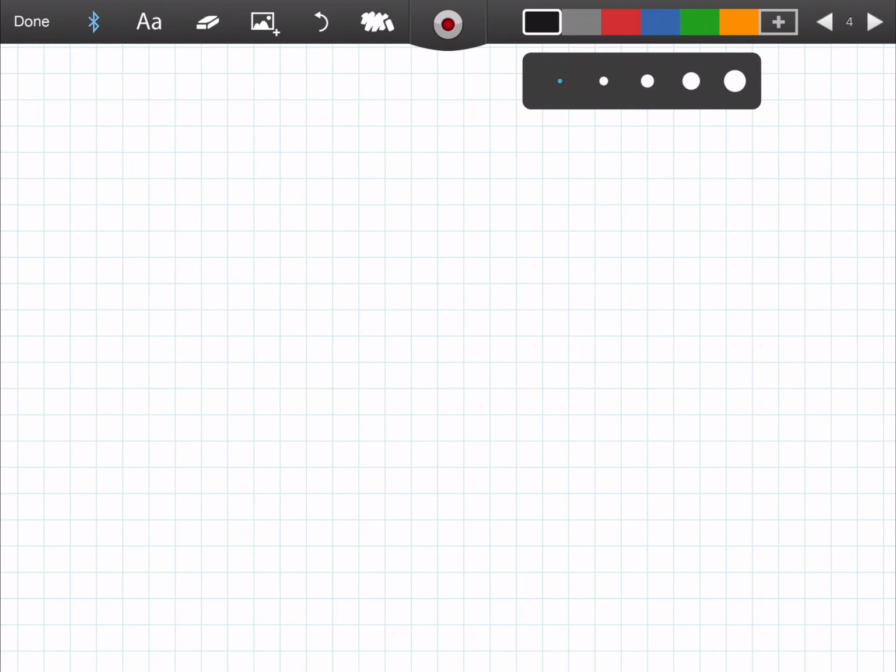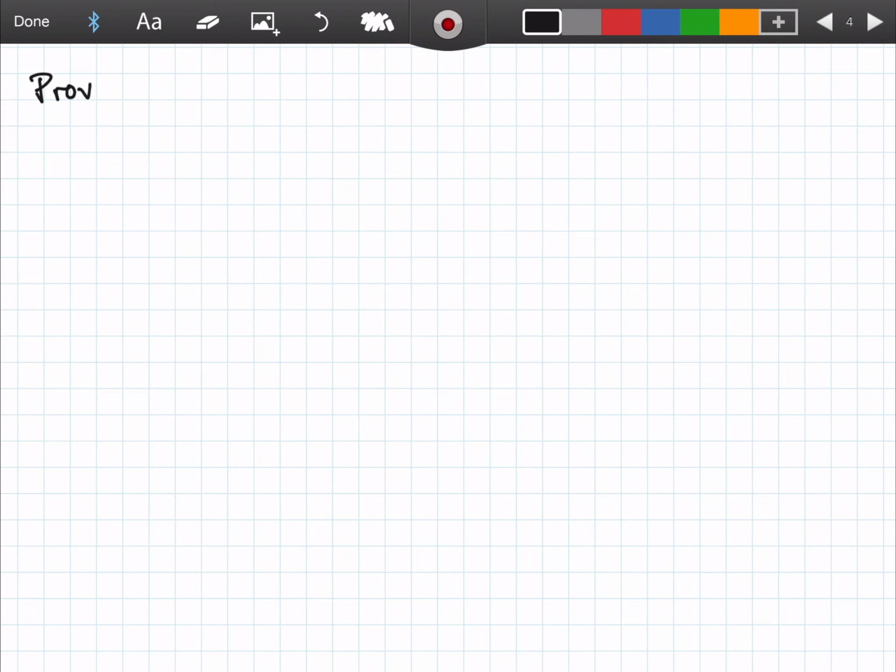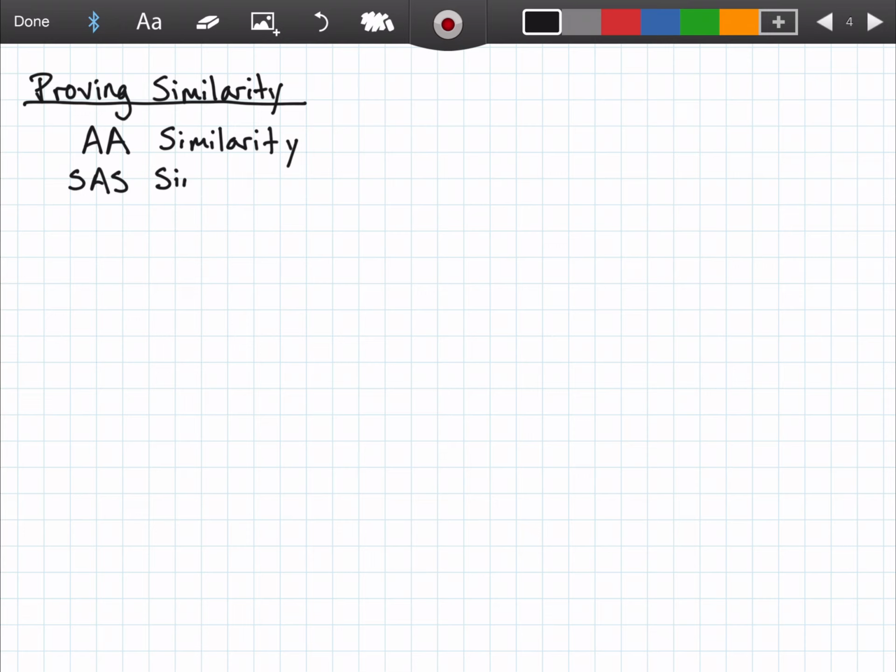Let's see, what else is on that assignment? Oh, let's remember proving. Proofs, your favorite thing? Remember, there are 3 similarity theorems. Angle, angle, meaning if two sets of corresponding angles are congruent, the figures are similar. Side, angle, side. I love me some sass. And side, side, side. Those are the only 3 proofs.